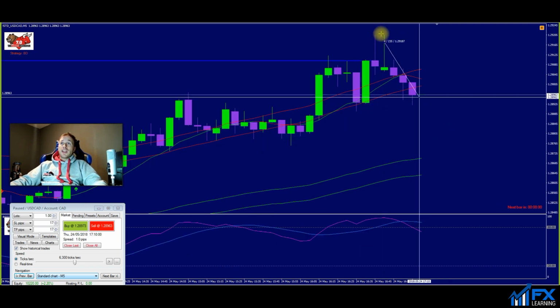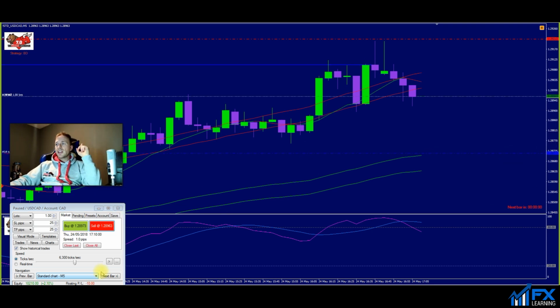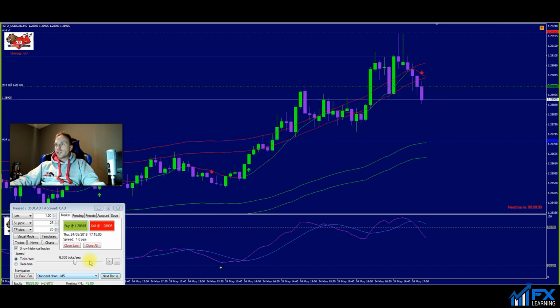It needs to be a bigger stop loss on this one. Should we go 25 pip stop loss, 25 pip take profit? I'm going to sell the market just there. Okay, what's interesting is I actually predicted this move. Look, when the arrow appears, I'm already in profit, which is really, really good.